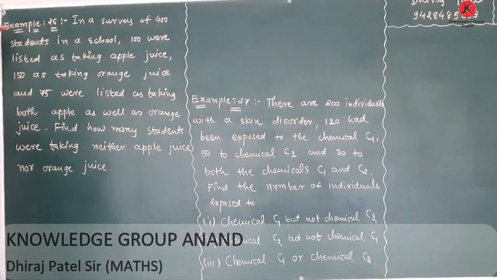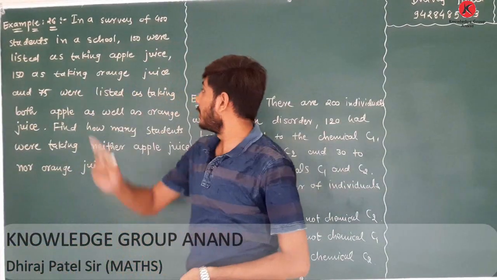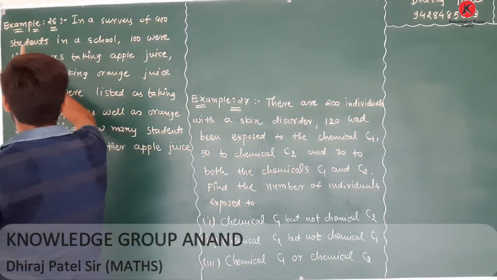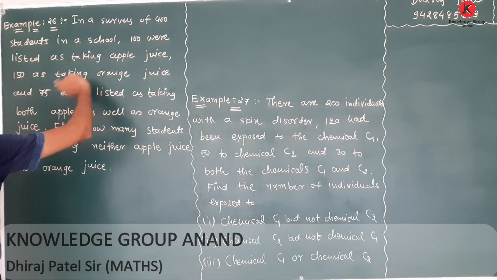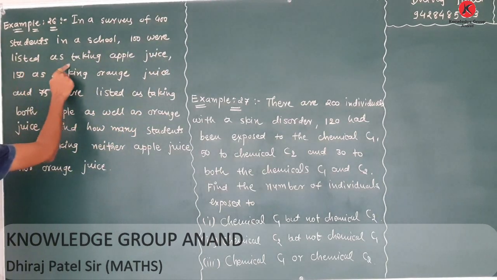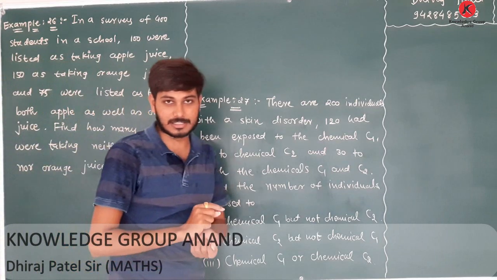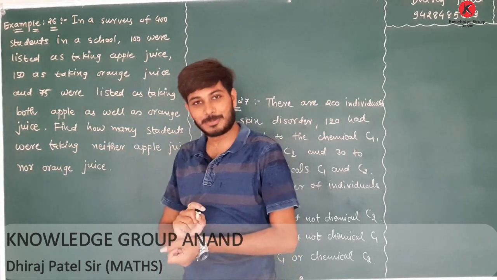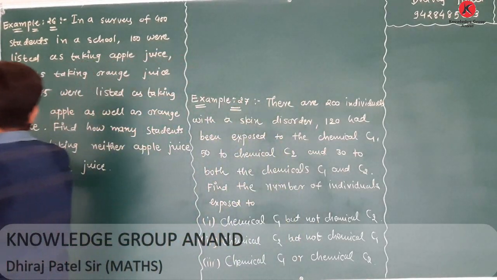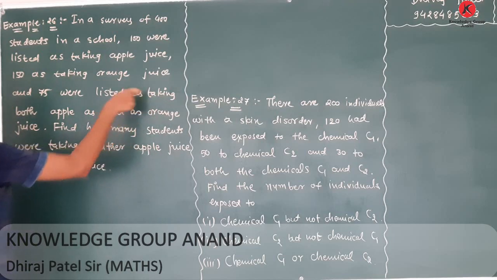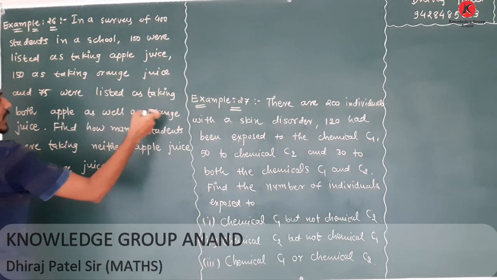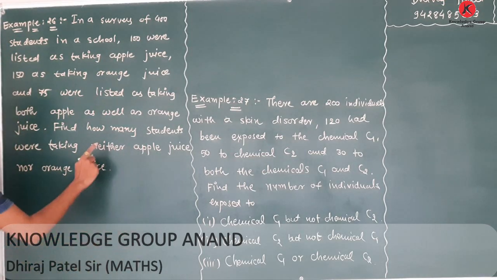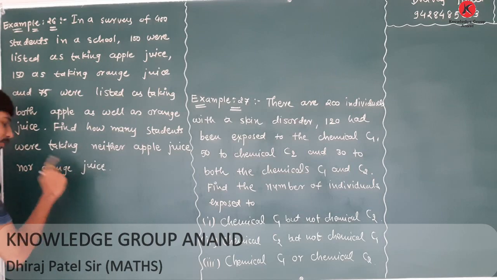Ready? Now we are going for the next question, example number 26. The question is, in a survey of 400 students in a school, 100 were listed as taking apple juice, 150 as taking orange juice, and 75 were listed as taking both apple as well as orange juice. Find how many students were taking neither apple juice nor orange juice.